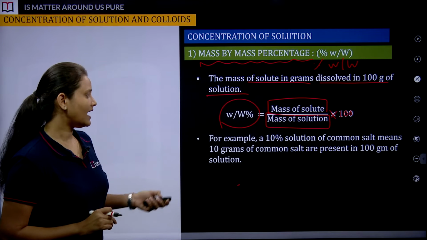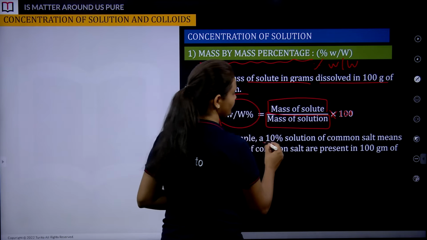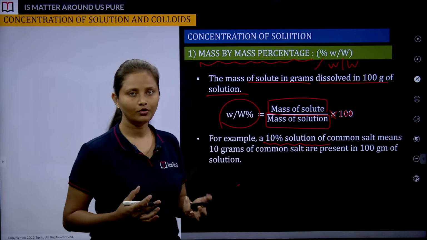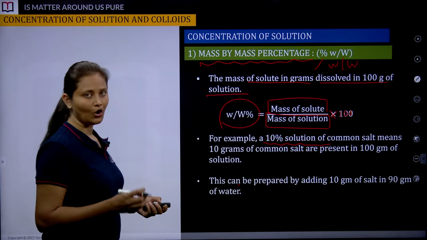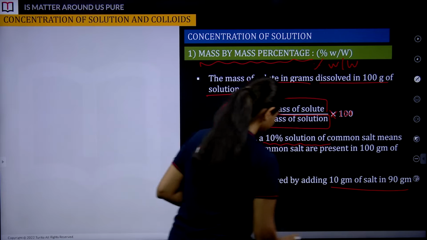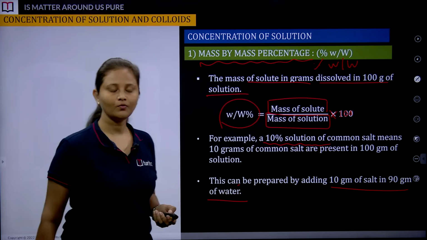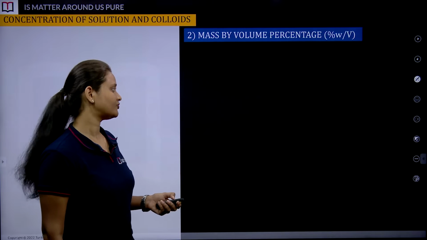Alright, here I have given you one example. Suppose you want to prepare a 10% solution of common salt, how are you going to do that? You are going to take 10 gram of salt in 90 gram of water, which is going to give you 100 gram of solution of common salt. That is mass by mass percentage, students.